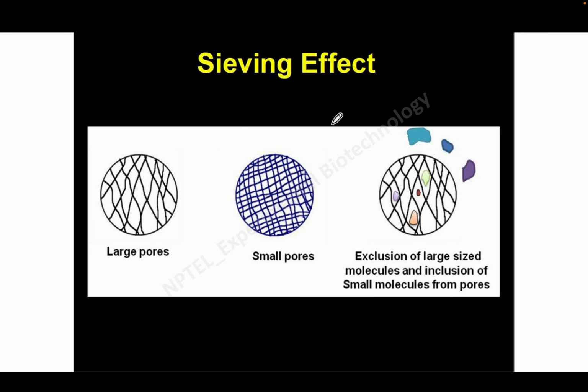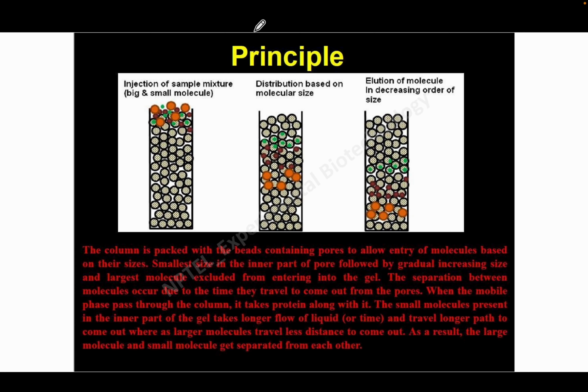So there are sieving effects when you are doing gel filtration chromatography or any chromatography where you have a sieve. In the sieve, you can have large pores or small pores. Large molecules are excluded and small molecules are included in the pores. If you have very large molecules, they won't fit inside the pores, but small molecules will go through the pores and take more time to pass through the column. The principle is injection of a sample mixture of big and small molecules, which get distributed based on molecular size. The large size will go faster and the smaller will go slower, so elution will happen in decreasing order of size.